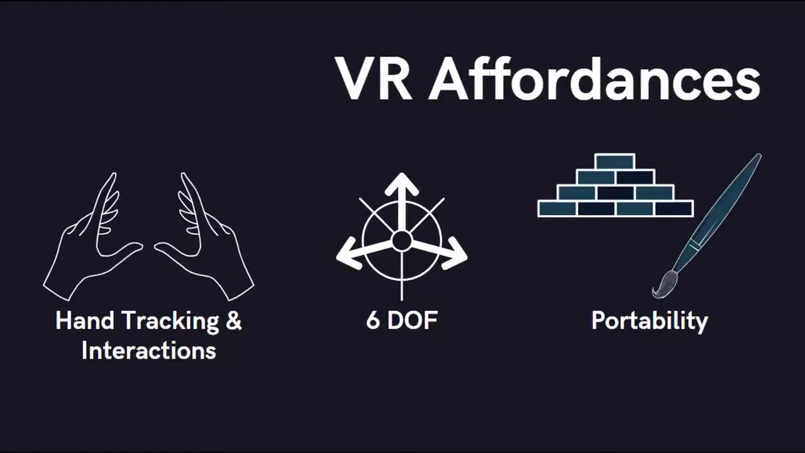VR affordances, well, it's still very much the same. Hand tracking and interactions are still at the forefront of our use of the Quest 2. You'll see a lot more interactions going on in our demo today than we had at our original pitch. Our 6 degrees of freedom are really coming into play, giving the user a much more immersive experience and allowing us to create a true virtual space around the user.